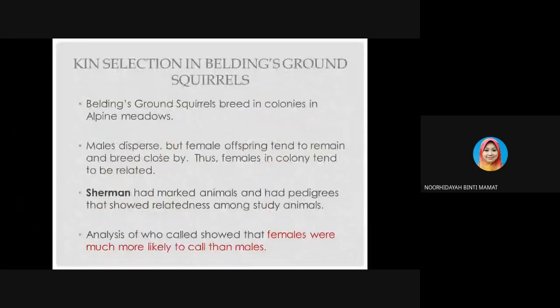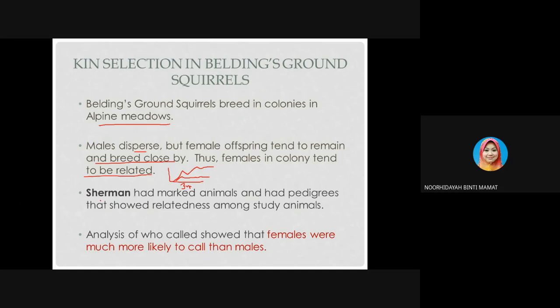This is about kin selection. It helps their own relatives. So Belding's ground squirrels breed in colonies in alpine meadows. Males disperse, but female offspring tend to remain and breed close by. Thus, the females in a colony tend to be related. We were talking about the graph just now. The males are already dispersed when they are about 3 months old, while the females remain in the birthplace. So the females in a colony tend to be related.